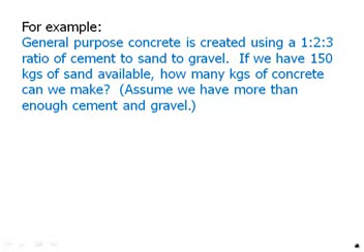For example, general purpose concrete is created using a 1 to 2 to 3 ratio of cement to sand to gravel. If we have 150 kilograms of sand available, how many kilograms of concrete can we make, assuming we have more than enough cement and gravel? So again, I'll say pause the video and see if you can solve this on your own.